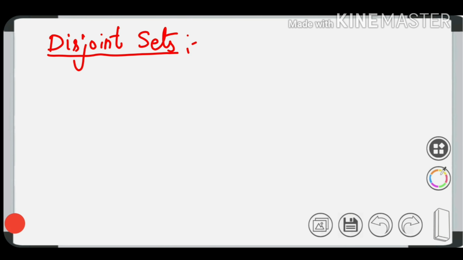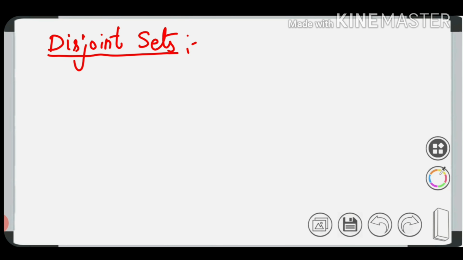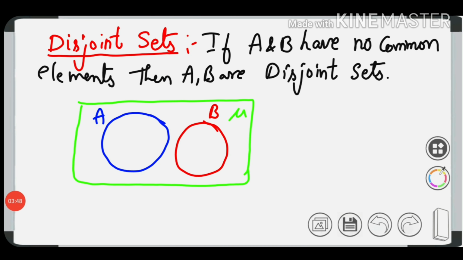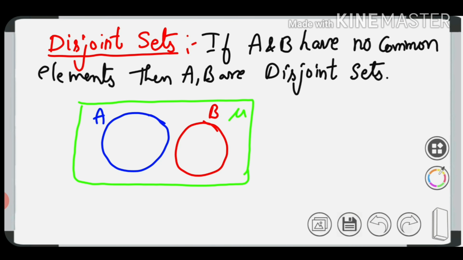Now, one very important definition: disjoint sets. Disjoint sets means we have to consider such sets which have no common element. That means if A and B are two sets, and both have no common element, then A and B are called disjoint sets. In the case of a Venn diagram, we can see it like this. So A and B have no common element, so we have to draw two different circles without a common area. So the disjoint sets definition says that if A and B have no common elements, then A, B are disjoint sets. If they have no common elements, then there is no common area.